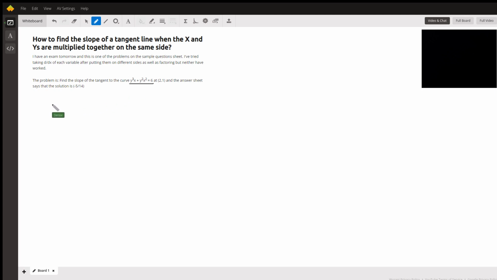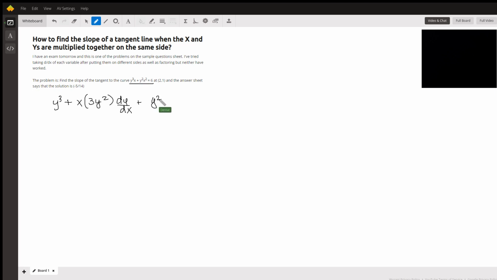So the product rule is the first term, which is y cubed, times the derivative of the second term. The derivative of the x is 1, plus the second term, which is x, times the derivative of the first term, which is 3y squared dy/dx. We're going to do the same thing for the second term here.